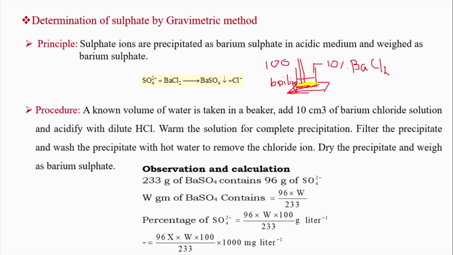After 10 minutes, once again we can check the supernatant solution for the precipitate. Now this is called the supernatant solution and this is the barium sulfate precipitate. We have to ensure that no more sulfate ions are present here. For that, again 1 drop of barium chloride is added.